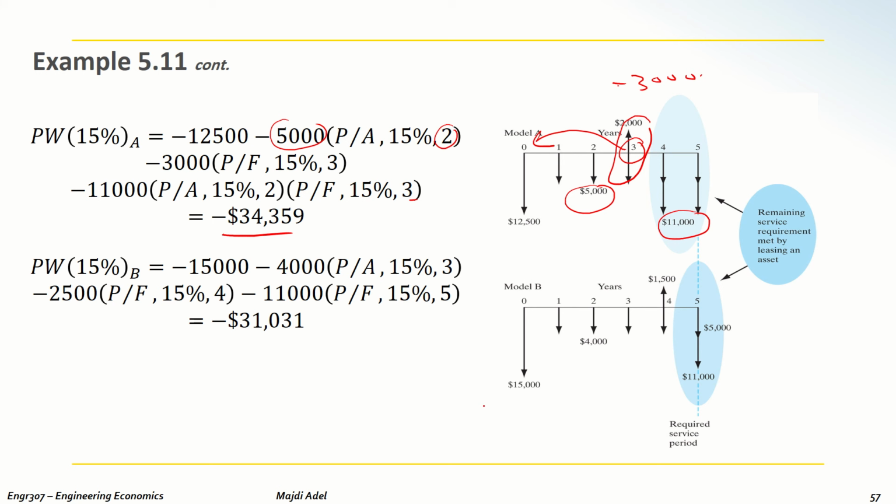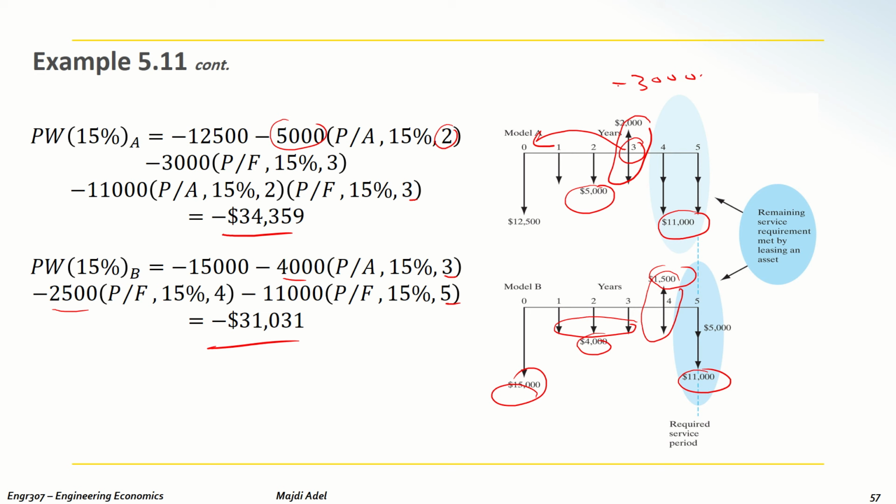For model B, the same. I have minus $15,000, the investment. And I have $4,000, which extends for 3 years, annuity for 3 years. Calculate P given A, 15% and 3 years. And I have at n equal 4 a net of minus $2,500, which is the 1,500 minus $4,000, and I have $11,000 single payment at n equal 5. Calculate P given F, 15% and 5 years, and the answer is minus $31,000.